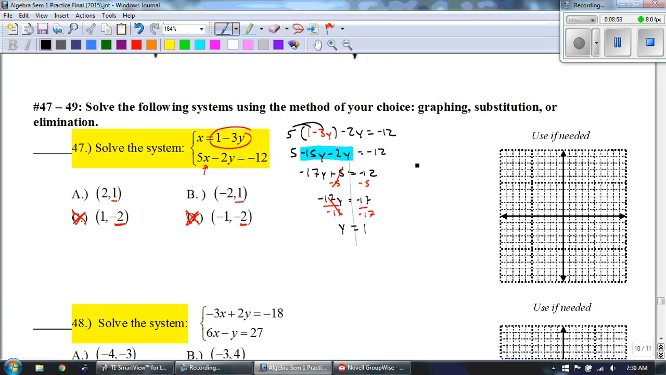Now to get my answer, I'm going to plug in to where x equals 1 minus 3 times y. So x equals 1 minus 3. So x equals -2. And that is B.